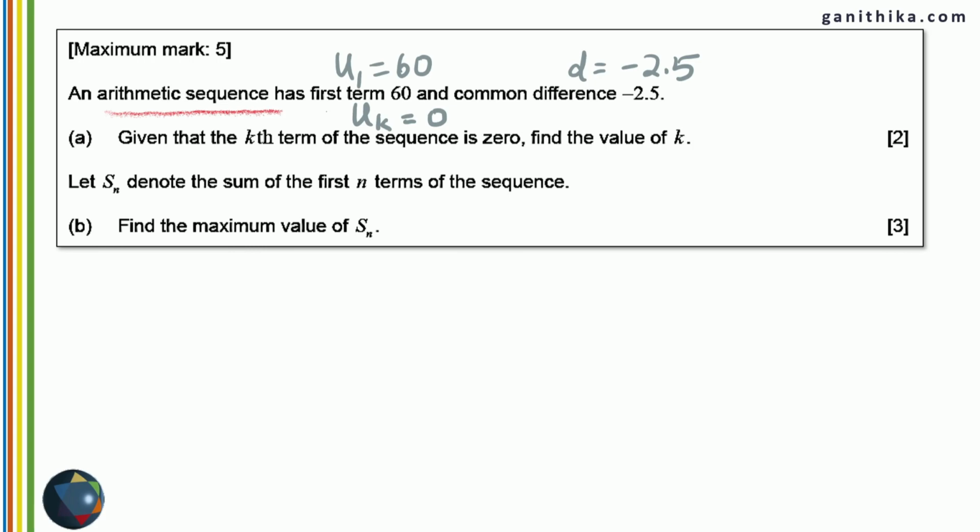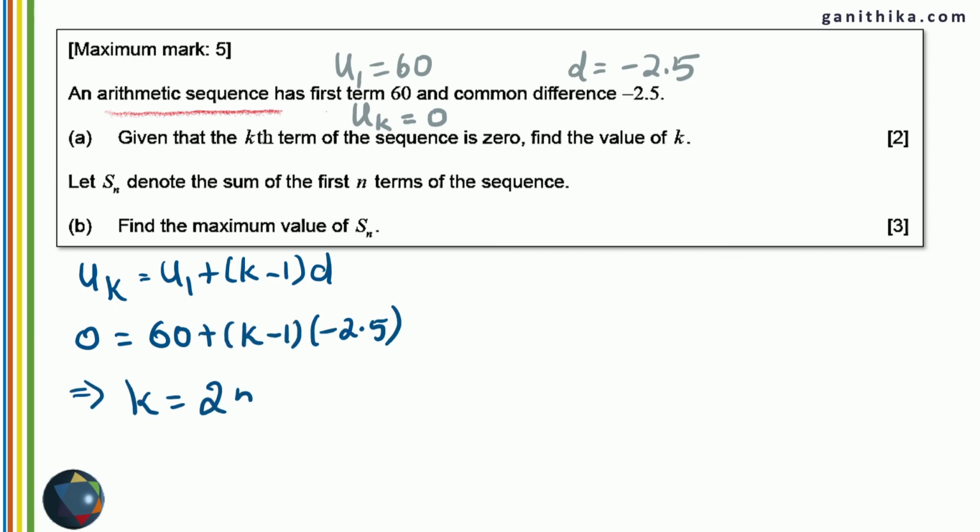It's very similar to the last question we did. We found when it is positive, but in this case we are going to find when it is going to be 0. So simply using the same formula, uk equals u1 plus k minus 1 d, substituting the values for u1 and d, simplifying, you will get k is equal to 25. It's not a very difficult question, so I did it quite fast here. You can pause the video and try to understand this clearly. Do it in your notebook and proceed to question B.